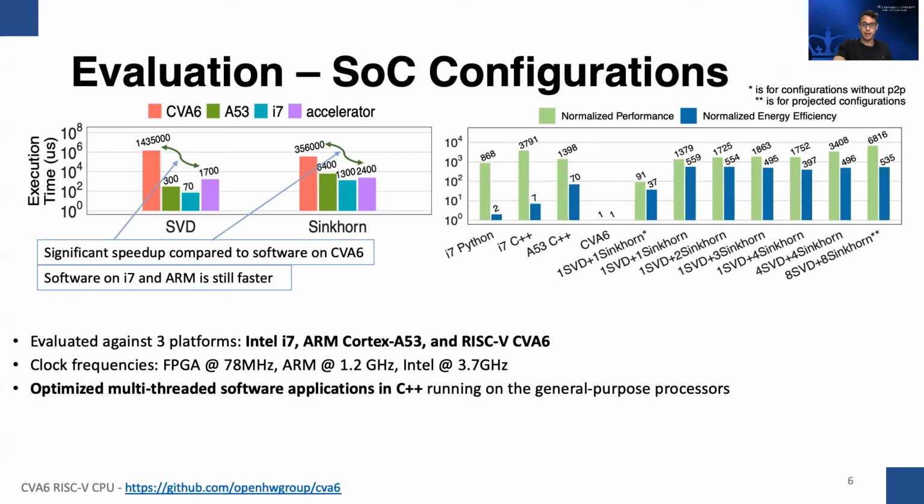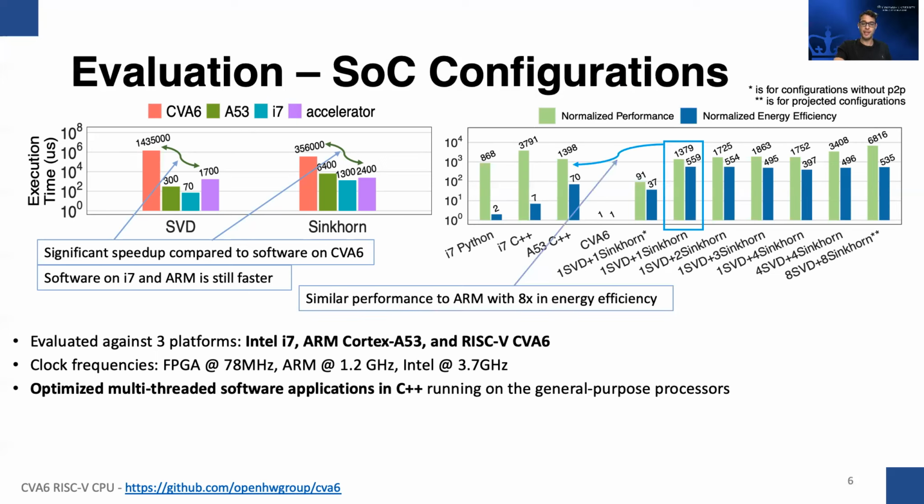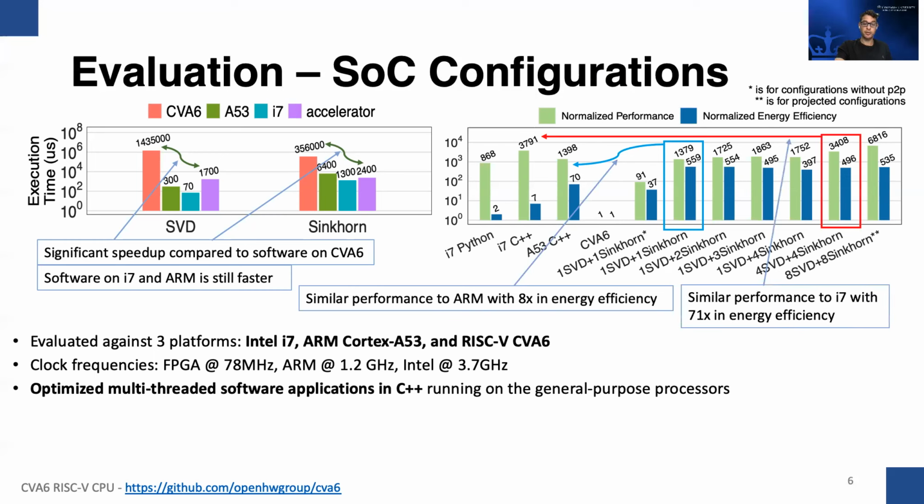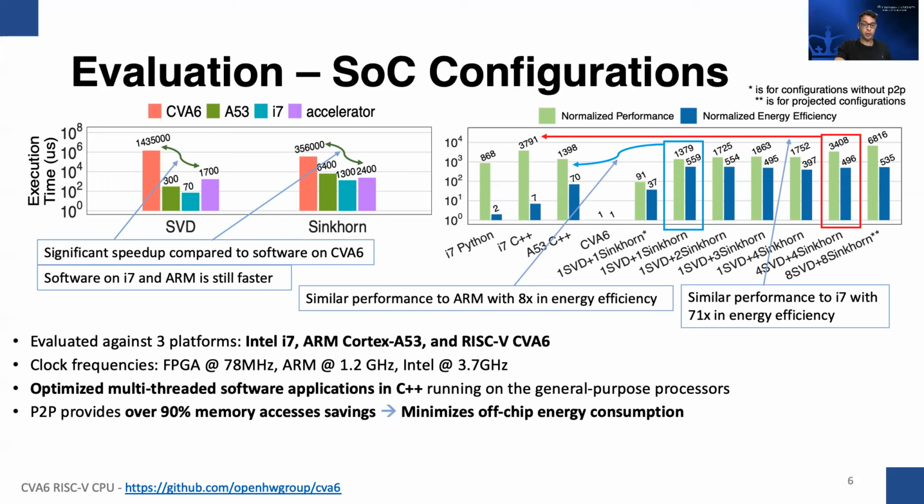On the top right, you can see an evaluation of performance and energy efficiency. It compares our multi-threaded software applications running on the general purpose processors and various SoC configurations with different numbers of accelerator instances. An SoC with point-to-point communication enabled and only one accelerator from each type provided similar performance to ARM with 8x better energy efficiency. An SoC with 4 instances for each accelerator gave similar performance to i7 with 71x better energy efficiency. In addition, enabling point-to-point communication for Hiwa can provide over 90% off-chip memory access savings, which means it can greatly minimize off-chip energy consumption.